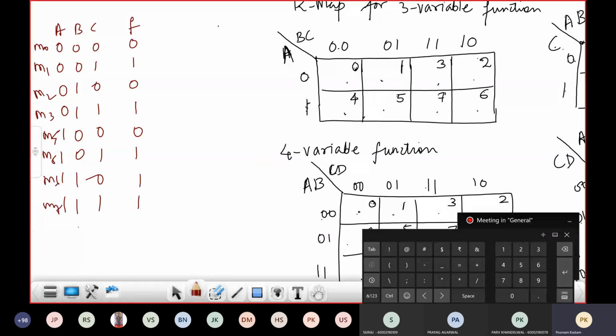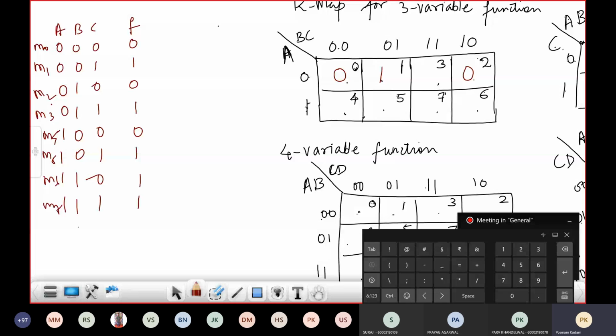What we fill inside the K-map is the output value of the function. So for minterm 0, what is the output? Output is 0, so we write 0. What is the output corresponding to minterm 1? It is 1, so we write 1 in cell number 1. For minterm 2, input combination 0, 1, 0, the output is 0, so in cell 2 we put 0.